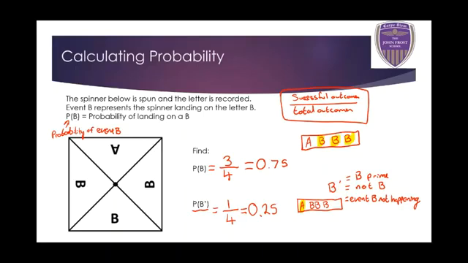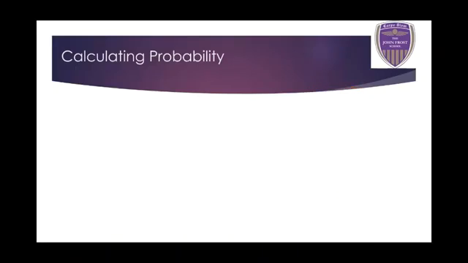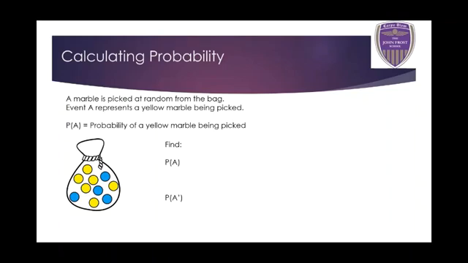Let's have a look at another example. So we've got a bag of marbles here. A marble is picked at random from the bag. Event A represents a yellow marble being picked from the bag. Therefore, P of A is equal to the probability of a yellow marble being picked. Okay, so we've talked about all this before. Hopefully don't need to go over this again. Just P brackets just means probability.